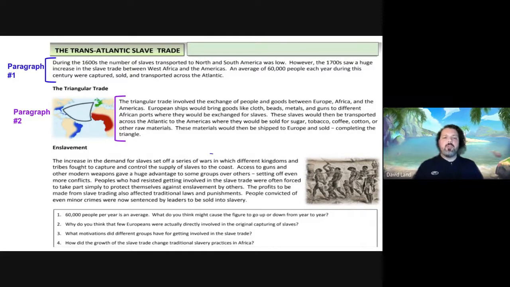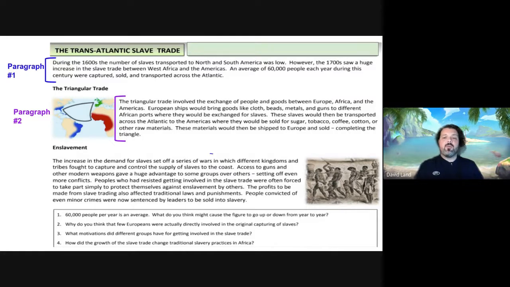The triangular trade involved the exchange of people and goods between Europe, Africa, and the Americas. European ships would bring goods like cloth, beads, metals, and guns to different African ports where they would be exchanged for slaves. These slaves would then be transported across the Atlantic to the Americas, where they would be sold for sugar, tobacco, coffee, cotton, or other raw materials.